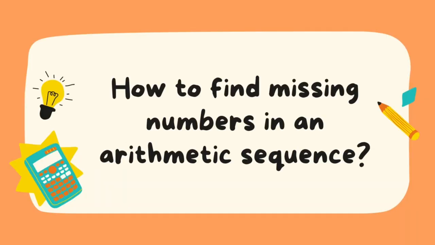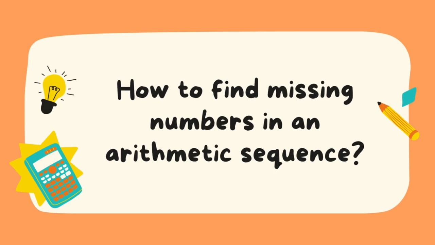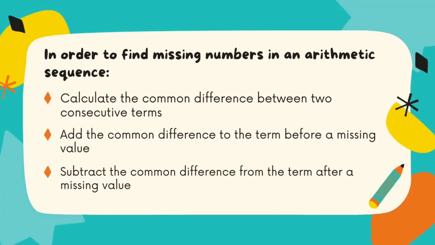So how do we find missing numbers in an arithmetic sequence? In order to find the missing numbers in an arithmetic sequence, we must remember these three steps. First is to calculate the common difference between two consecutive terms. Second is to add the common difference to the term before a missing value. And third is to subtract the common difference from the term after a missing value.